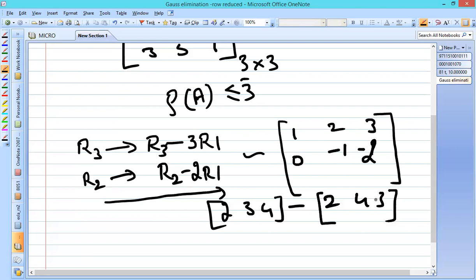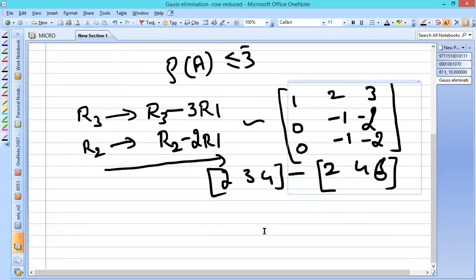So here it is 6, right? So it is 6. And what about the elements of R3? Similarly, using the same operation, we'll be getting the elements of R3 as 0, minus 1, minus 2. So after this, our aim is to get the bottom rows with the value 0. So how are you going to make the bottom rows 0?